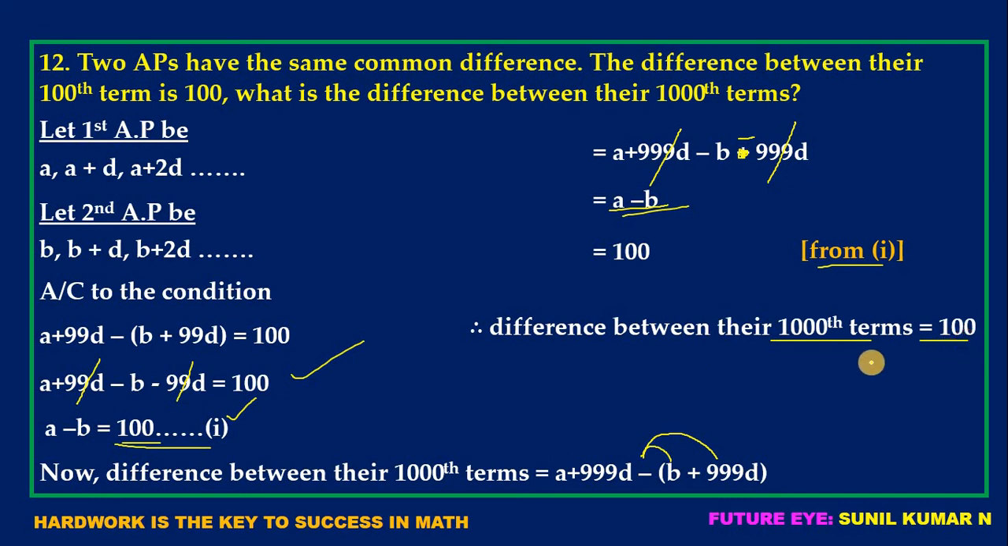Now after solving this problem, what you have to understand is, see, when in two APs their common difference is the same, if you are finding the difference of any respective two terms, meaning the difference of the 100th terms or the difference of their 1000th terms or the difference of their 500th terms, those will be the same. So that you wanted to understand here.